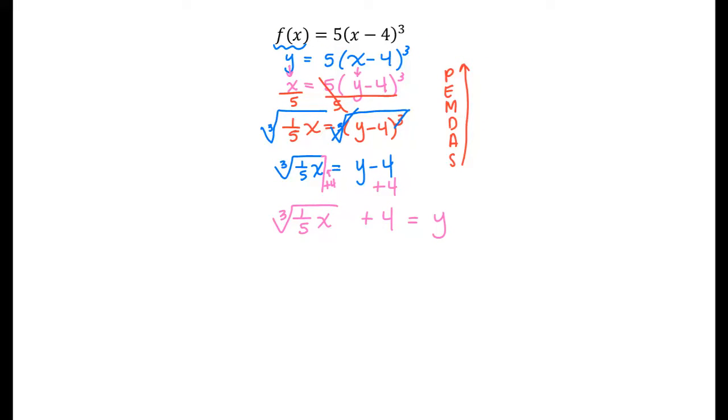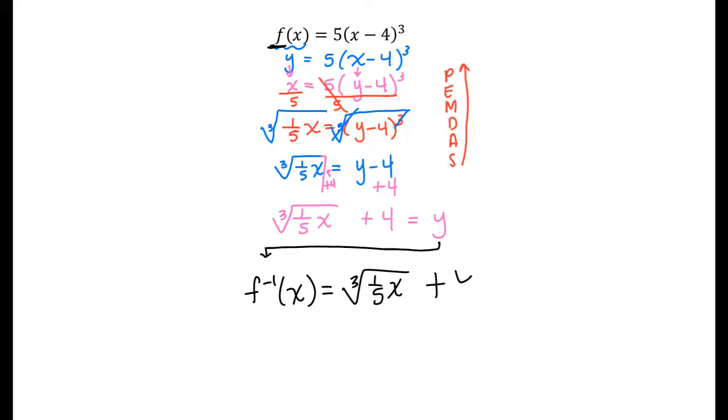All right, so then I have the y by itself, so then what do I do? Last step is to do what? Rewrite the y, move it to the front. I'm going to write inverse notation. This is a f of x, so this becomes f inverse of x equals the cube root of 1/5 x. I made that go farther than it needed to. The cube root, the radical, only goes over the x, okay? So be careful with that. And then you have the plus 4 on the outside of the radical.